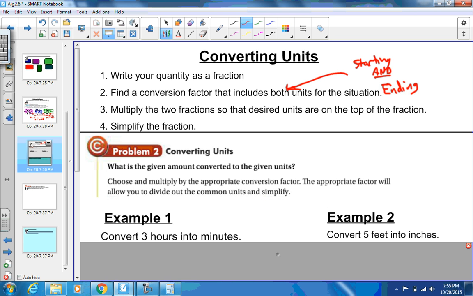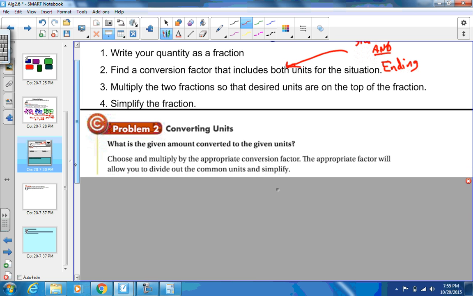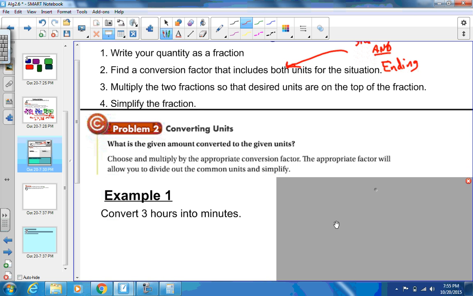It says, what is the given amount converted to the given units? So we want to convert 3 hours to minutes. So let's write it out. Step 1, write your quantity as a fraction. 3 hours over 1. That's all you have to do. Write it as a fraction, pretty much putting everything over 1.